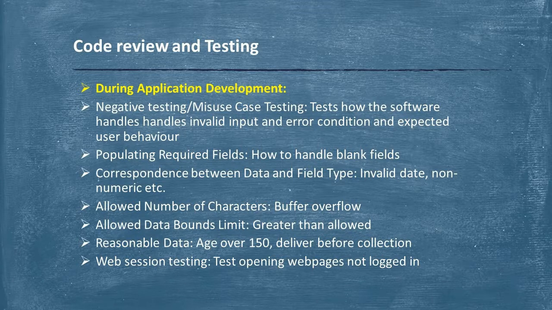Populating the required fields properly. Correspondence between data and field type. Here, in a date field, if you type some non-numeric alphabetics, it should reject it and find out. Allowed number of characters. For the name, if we have set the limit as 20 characters, no more than 20 should be accepted. If it accepts, then that is the buffer overflow. Error will come. Allowed data bound limits, greater than and less than. The bounds should be checked.